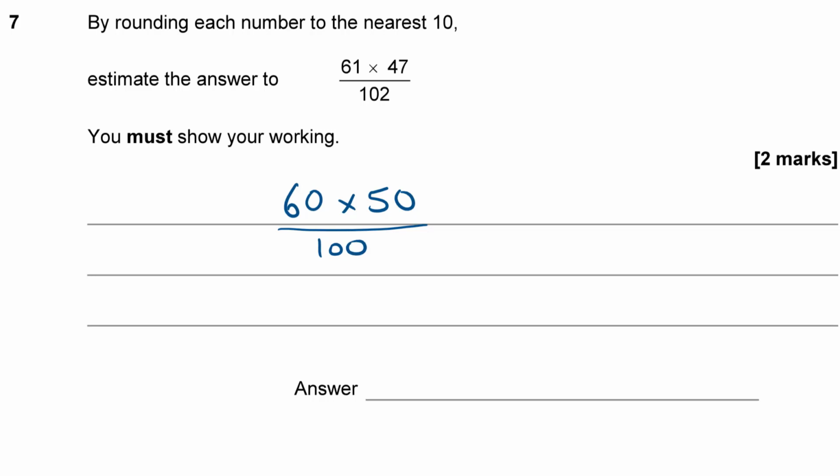Okay, so I've got 60 times 50 divided by 100. Okay, now I can cancel one of those 10s into there, and 1 into there, and it leaves me with 6 times 5 divided by 1, which is just 6 times 5, isn't it? 6 times 5 is 30. So my estimate is going to be 30.